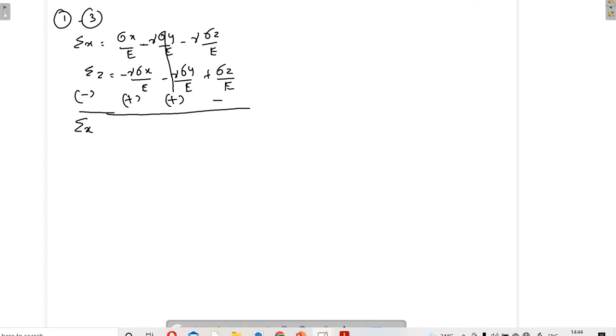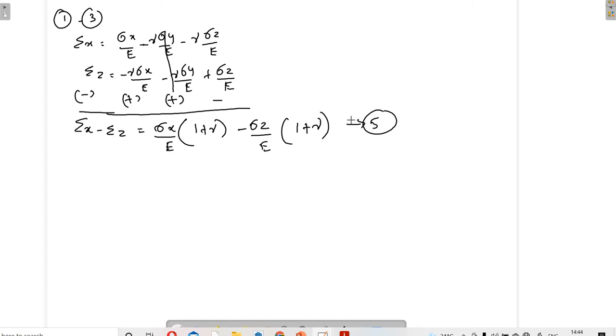So epsilon x minus epsilon z is equal to sigma x by E. You are taking sigma x by E outside, so it is 1 plus nu, minus, if you are taking minus sigma z by E outside, so it is 1 plus nu again. So keep this as equation number 5. So now consider the equation number 4 and 5.